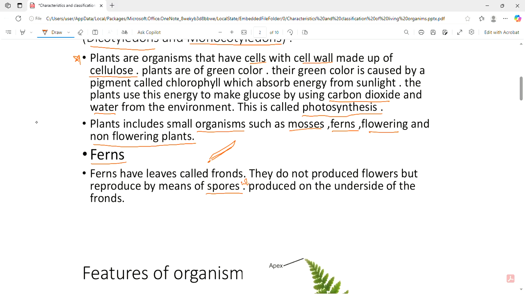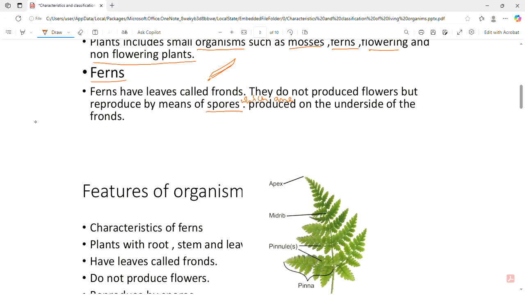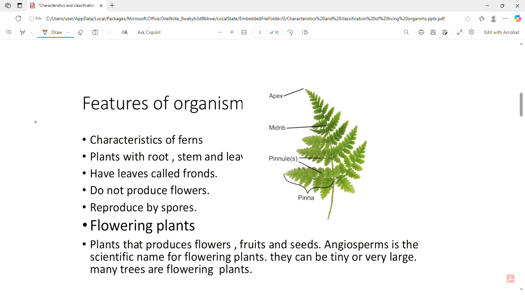These spores are produced on the underside of the fronds. This is the structure of a fern. As you see, this is the apex. It is one leaf. This is the midrib, pinnules, and these are the pinnas.